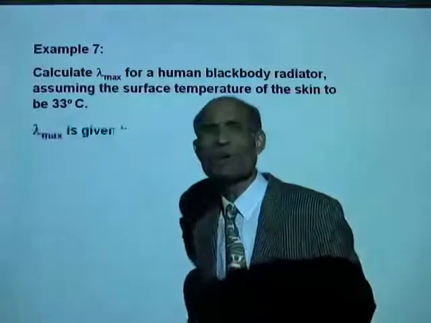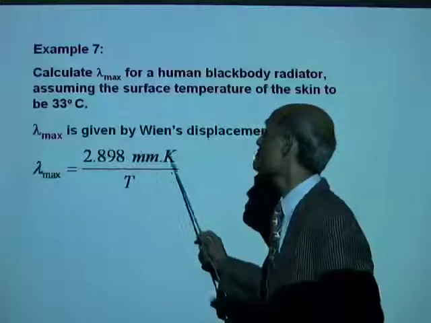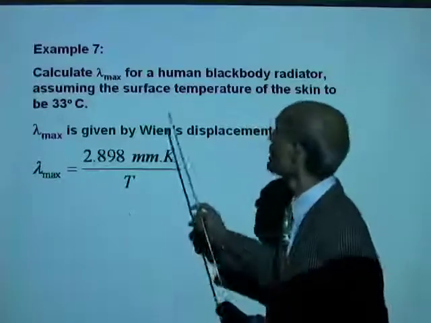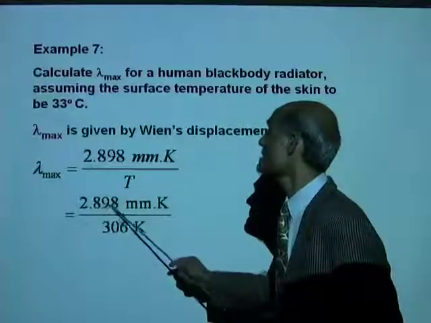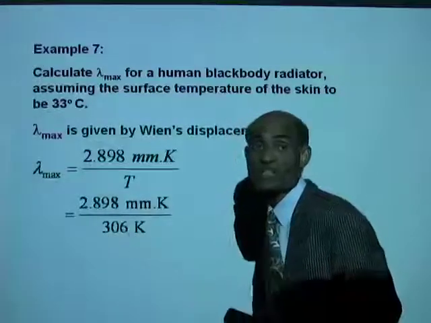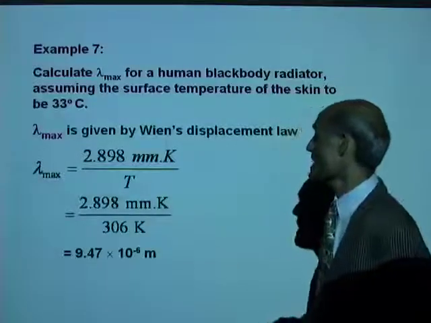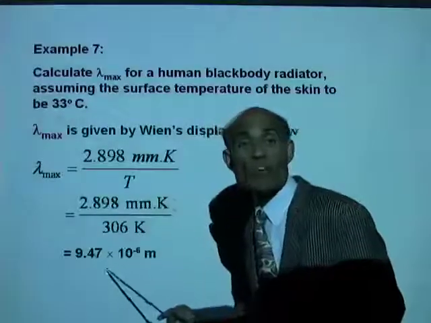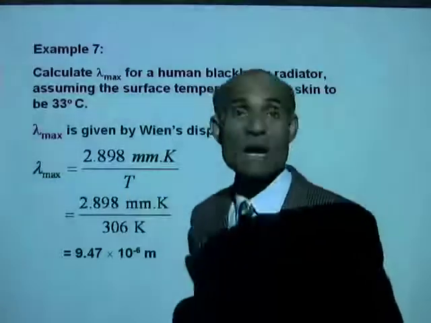Wien's displacement law. Lambda max is given by 2.898 millimeter Kelvin divided by the temperature in Kelvin. So in this case, the temperature has to be converted to Kelvin. That will be 2.898 millimeter Kelvin divided by 273 plus 33, which is 306 Kelvin. That is 9.47 times 10 to the negative 6 meter. That is the wavelength of the maximum intensity radiation that is emitted by the human body.